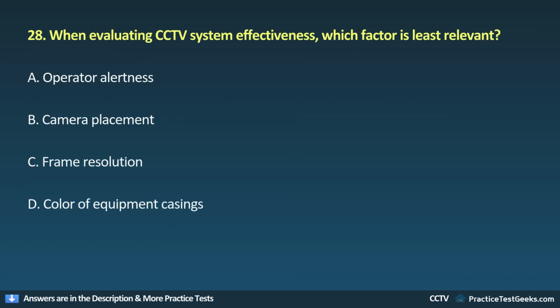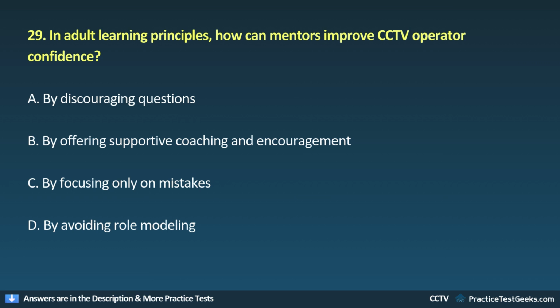28. When evaluating CCTV system effectiveness, which factor is least relevant? A. Operator alertness. B. Camera placement. C. Frame resolution. D. Color of equipment casings.